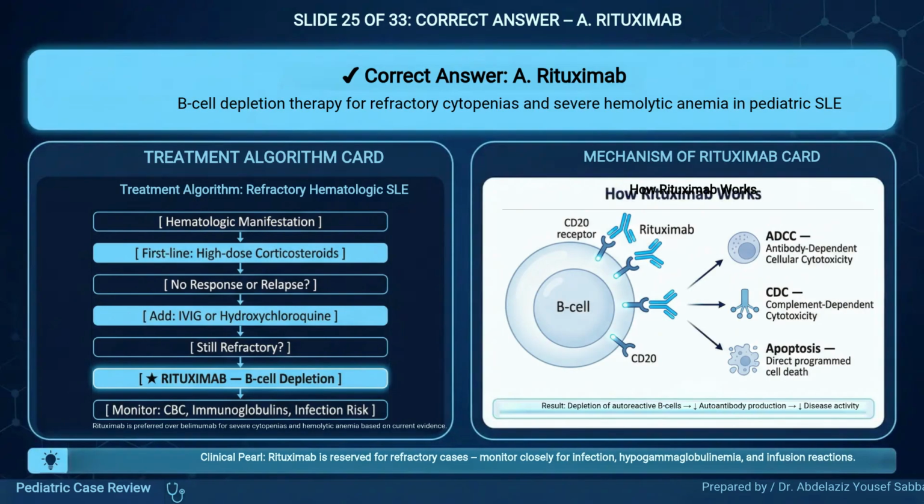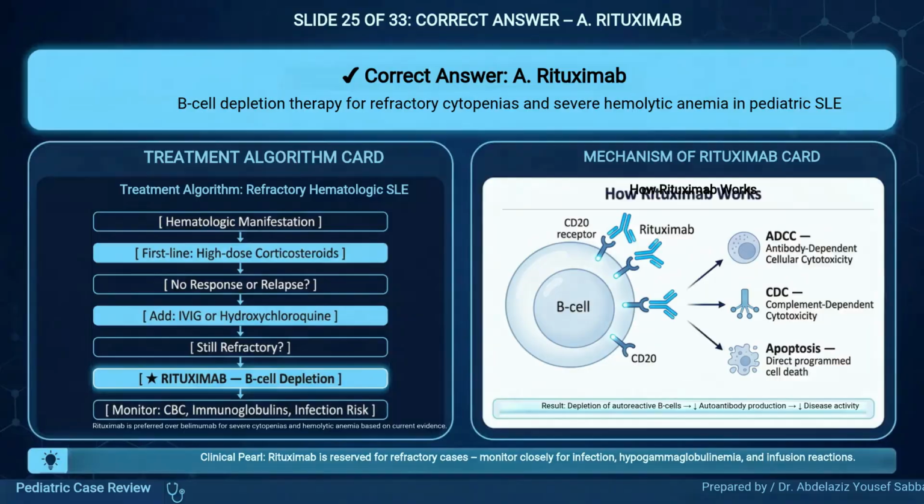Rituximab is a monoclonal antibody targeting the CD20 receptor on B cells, depleting autoreactive B cells and reducing autoantibody production. It works through antibody-dependent cellular cytotoxicity, complement-dependent cytotoxicity, and direct apoptosis. Rituximab is reserved for refractory cases, particularly refractory hematologic manifestations, including hemolytic anemia and thrombocytopenia, and is preferred over belimumab in this setting. Important monitoring parameters after rituximab include complete blood count, immunoglobulin levels, and infection risk, including hypogammaglobulinemia and infusion reactions.